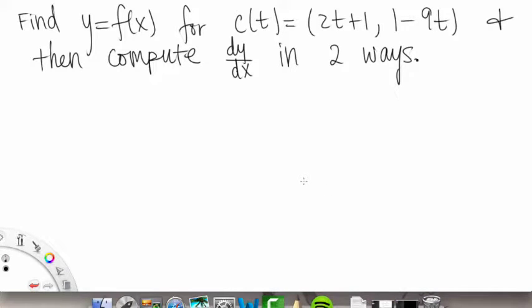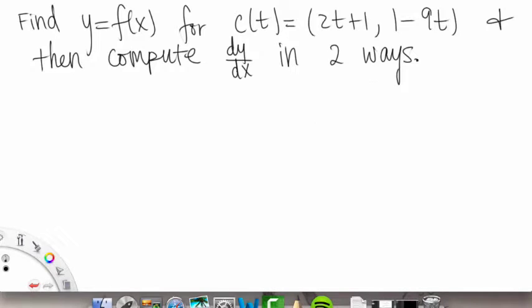Okay, so this question tells us to find y equals f of x, so y is a function of x, for c of t equals 2t plus 1, comma 1 minus 9t, so that's our given parameterization, and then compute dy dx in two ways. So this is like a three-part problem.